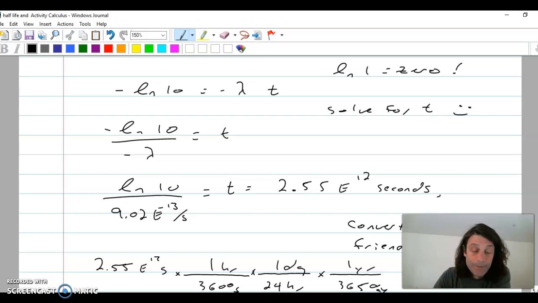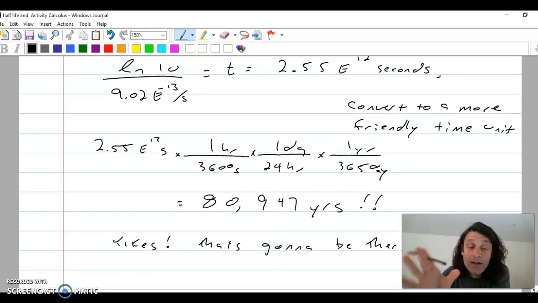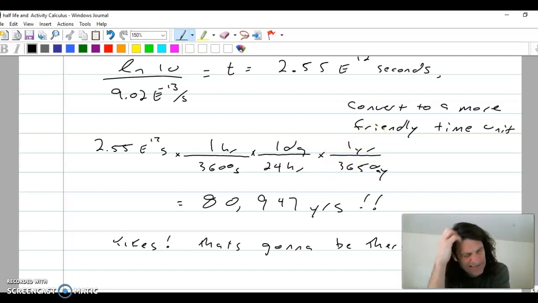Now, that's not a very friendly time unit. So what I'm going to do is convert that to a more friendly time unit, 2.5 times 10 to the 12th seconds. There are 3,600 seconds in an hour, 24 hours in a day, which gives 80,000 some odd years, 81,000 years. All right, that's going to be there a while.